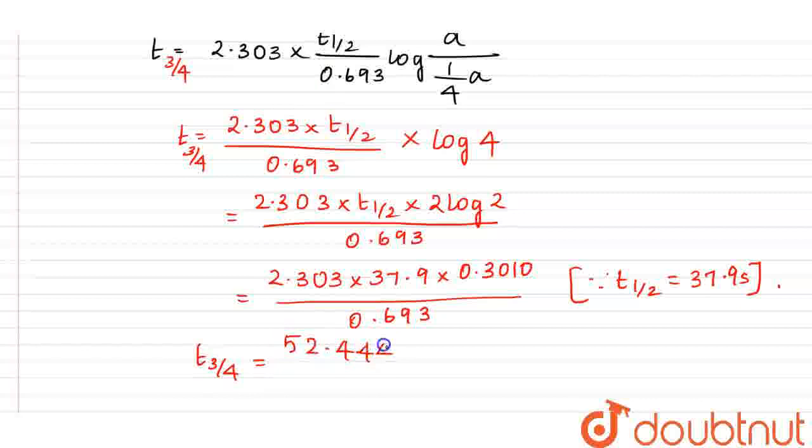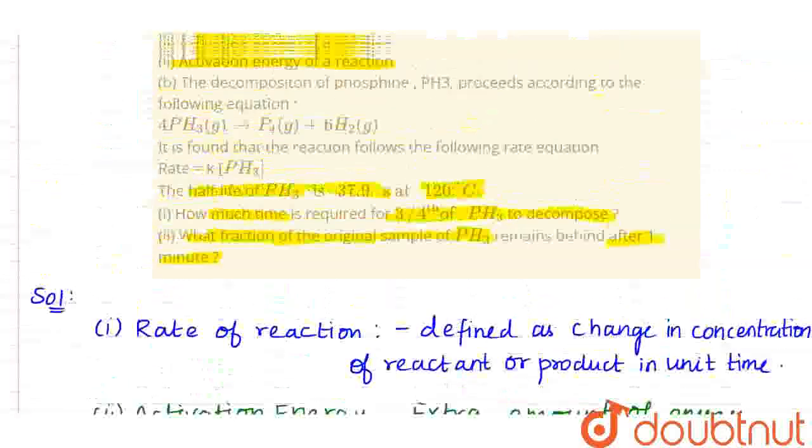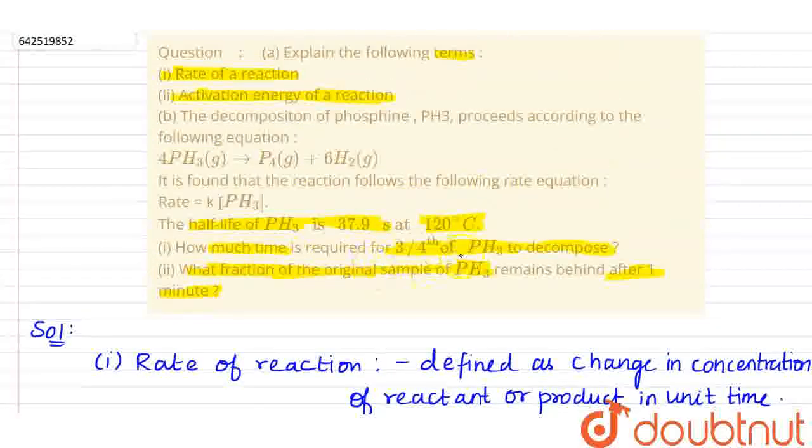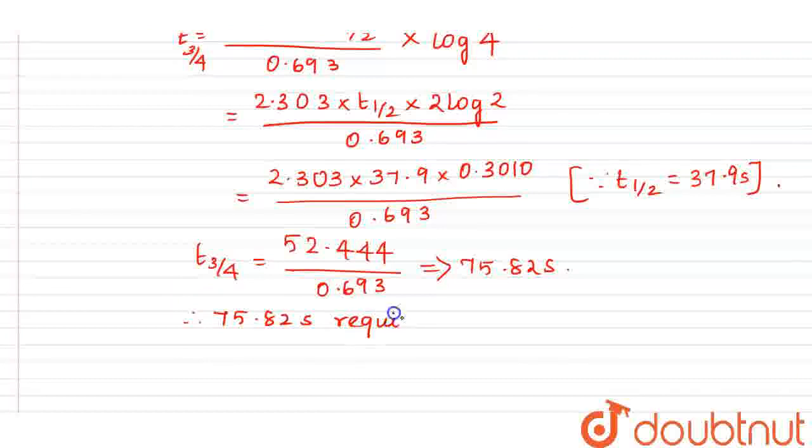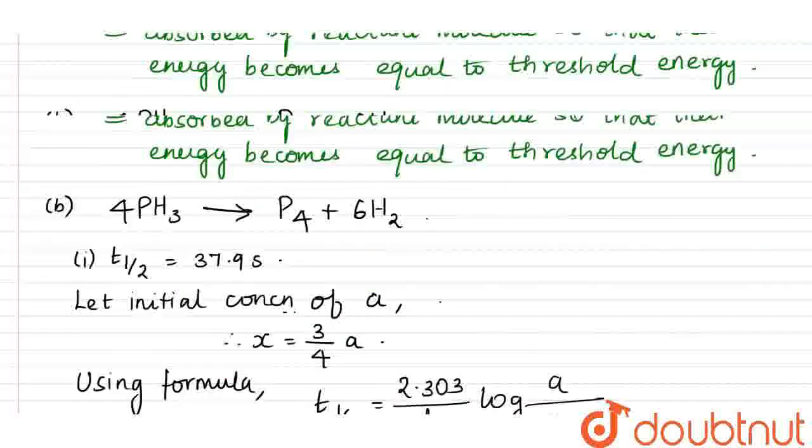When we simplify the above step, we will get 52.444 divided by 0.693. That will be equal to 75.82 seconds. So the answer is 75.82 seconds required for 3/4 of the phosphine to decompose. So this is the answer for the first question in the second part.